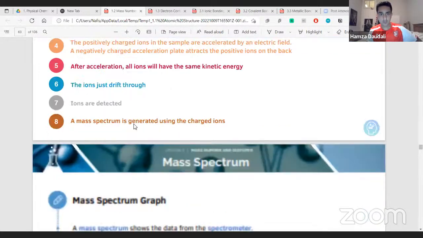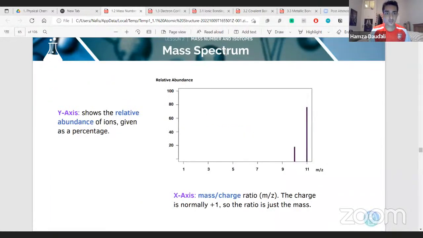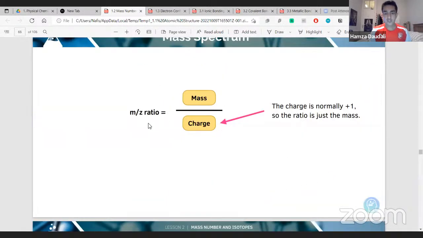Yep. Cool. So a mass spectrum shows the data from the spectrometer. The y-axis will show the relative abundance of ions given as a percentage, and the x-axis will show the mass to charge ratio, m/z. Remember, the charge is normally +1, so the mass to charge ratio is usually just the mass, because the charge is always the same. The mass to charge ratio is defined as the mass over the charge.